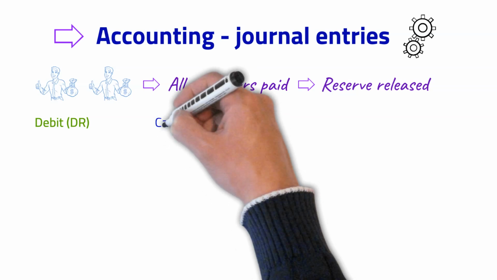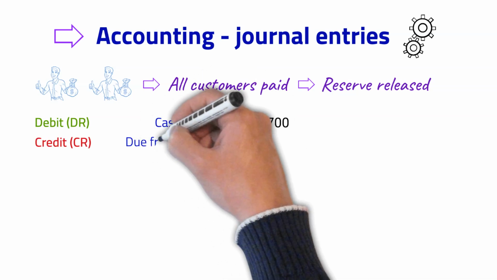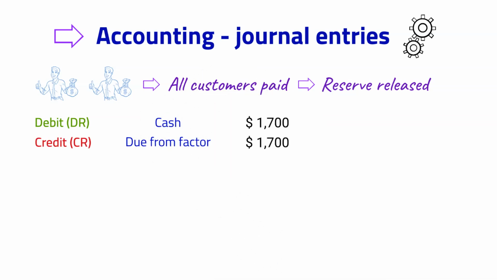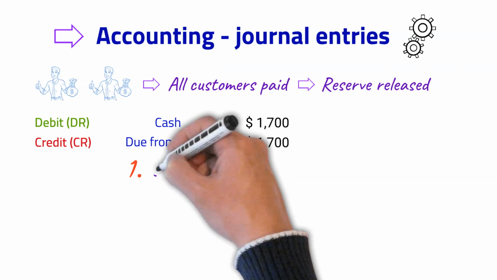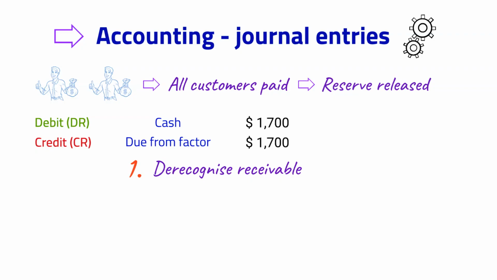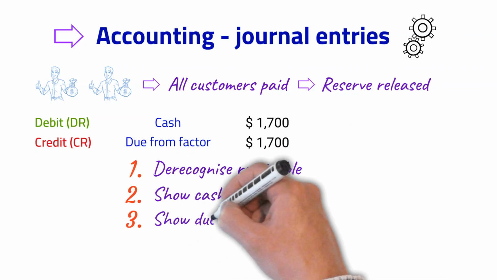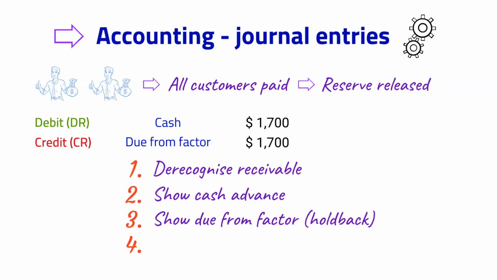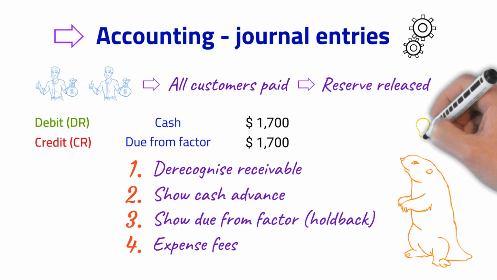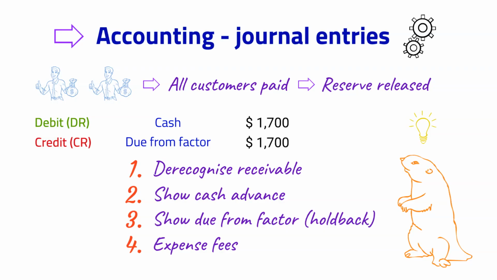When all customers have paid, the factor releases the reserve. Debit cash $1,700, credit due from factor holdback $1,700. So, for non-recourse factoring, we derecognize the receivable. We show cash for the advance. We show a due from factor for the holdback. We expense the fee if it is earned at transfer, or accrue it if it will be taken from the holdback.